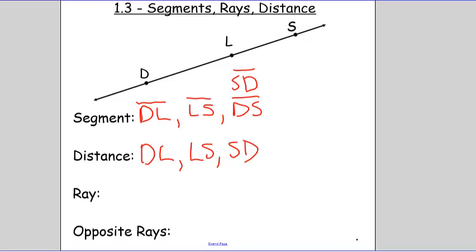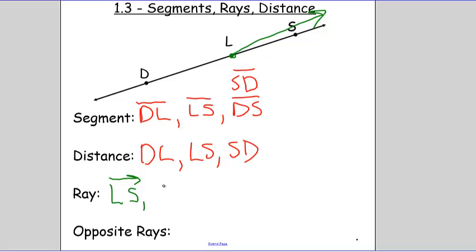Now a ray is part of a line. It has an endpoint and extends infinitely in one direction. So LS would be an example of a ray. We put the endpoint first and then any other point on the ray, and we put a little ray symbol above it. We always start with the endpoint, and the ray is always facing to the right.